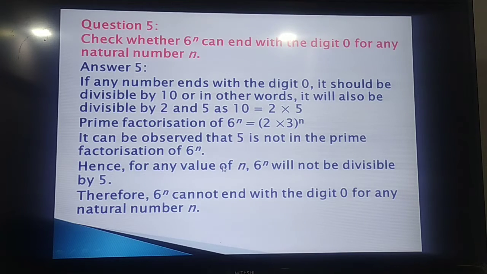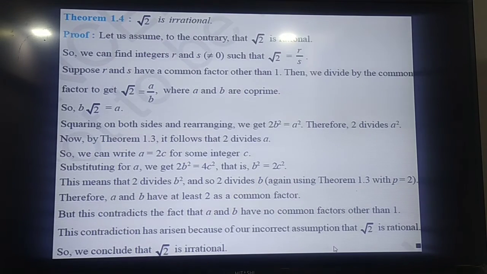All these cannot end with 0, but 10 raised to power n ends with 0. Again, 11 raised to power n to 19 raised to power n cannot end with 0. Again, 20 raised to power n ends with 0.